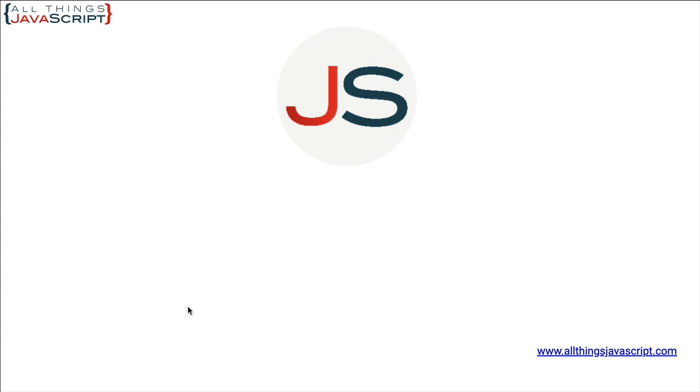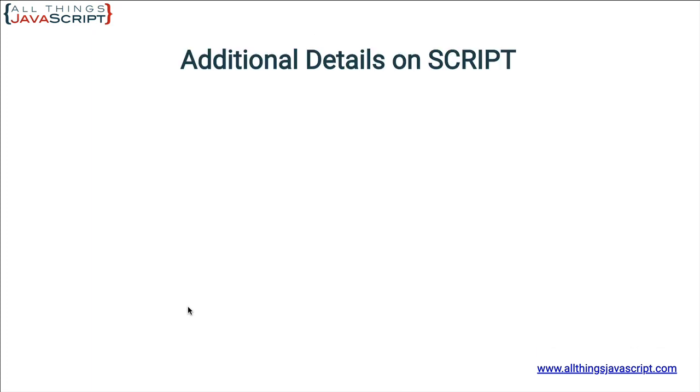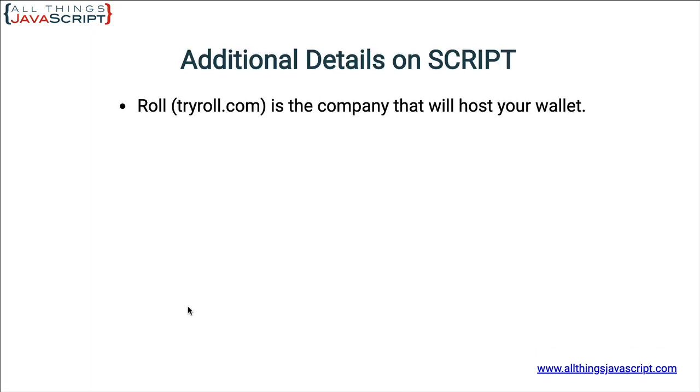Now, for those that would like a few more details about Script, first off, Roll is the company that has made the management of social money or tokens easier. They're fairly new to the cryptocurrency space, but have done some really exciting things. And that was the company I chose to help set up this Script token. Now, from a technical aspect, Script is an ERC-20 token on the Ethereum blockchain.